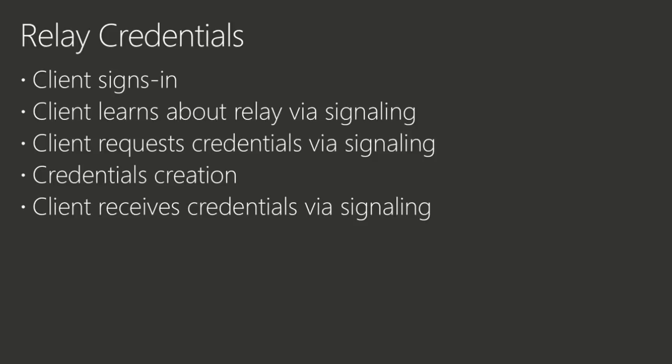So the way it works is I sign in to the service. From the signaling, I learn that there is a relay configured for me. So via the signaling, I send a request back to the service and say, hey, I really would like to use that relay. Can you get me credentials and more information? And now over this trusted signaling path, the service knows that it can trust me.